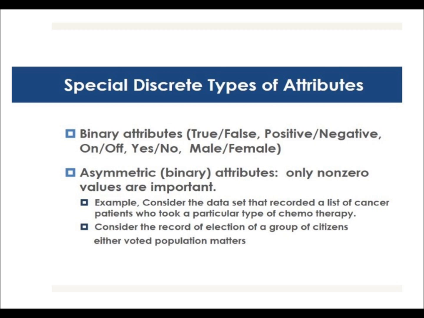Because you really need to look at examples. If you consider the data record of a list of cancer patients, there's only two types. This is the chemotherapy: there are people who take that therapy, and people who do not take the therapy. But when people do not take the therapy, it's not really your concern. You only look at those who take the therapy.